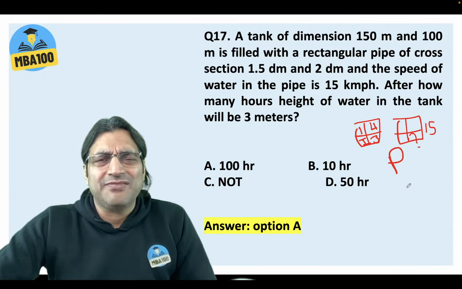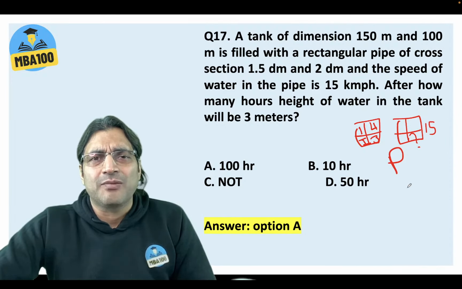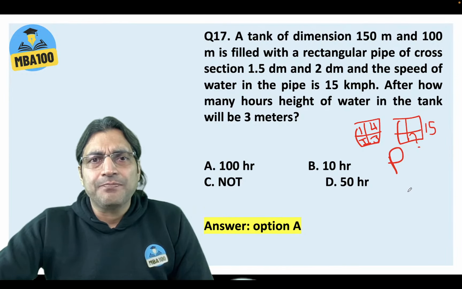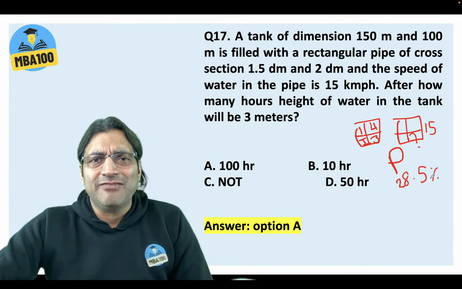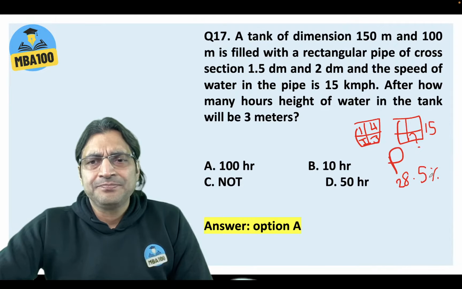Similarly, another question of data interpretation was pretty boring, and moreover, I somehow believed that the language was not good. It was very misleading. But the answer was probably 28.5%. 57 divided by 200 or something like that.